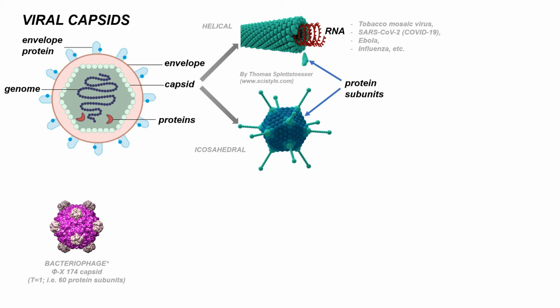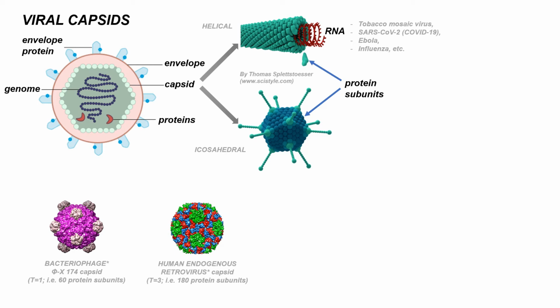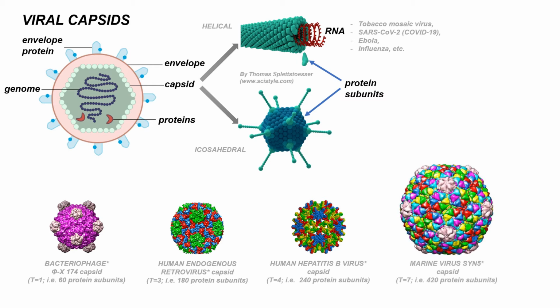where the T number is briefly a measure of the total number of proteins constituting the capsid. Different colors, white and magenta, correspond to two different protein types. The human endogenous retrovirus consists of 180 proteins, where different colors again correspond to different protein types. Its T number is 3, namely it has 3 times 60 equal to 180 constituent proteins. Human hepatitis B virus has 240 proteins, corresponding to T equal to 4, and marine virus SYN5 has 420 protein subunits with T equal to 7.